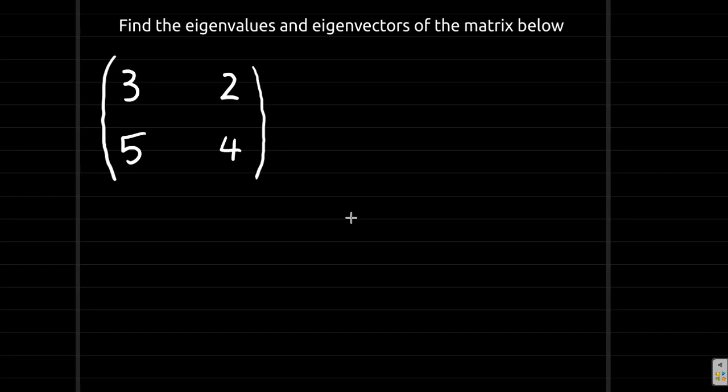Find the eigenvalues and eigenvectors of the matrix below. Now, remember, the word eigen is German for the word own. Alright? So you're finding the vector's own values. The matrix's own values and the matrix's own vectors.